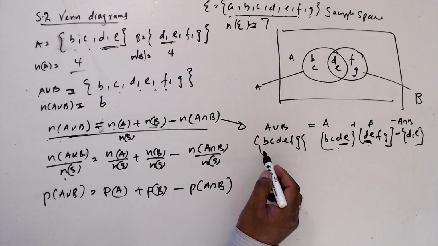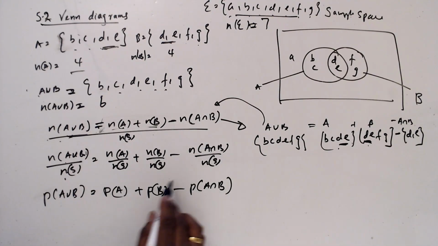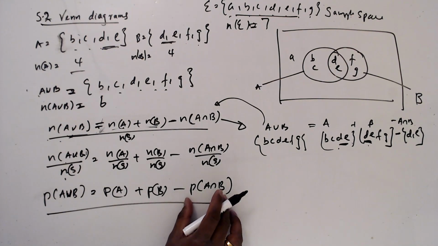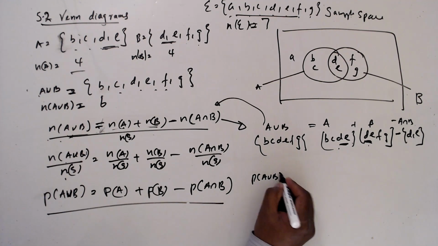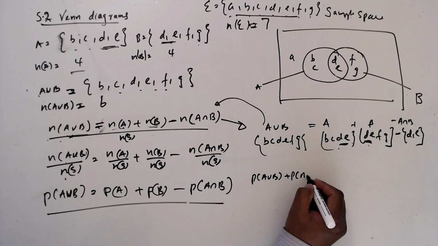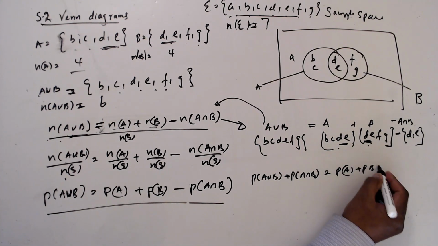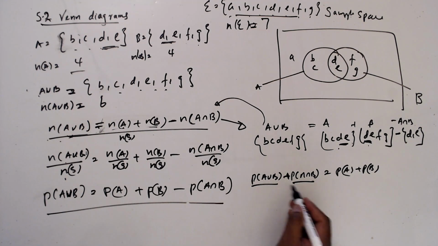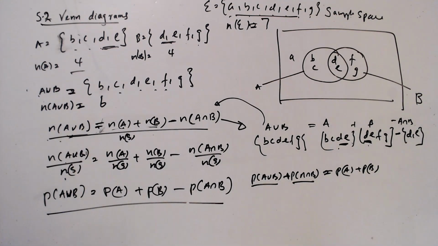So from here it will come to here, and then we divide by the total number of elements and make the probability equation. You can bring this one to here also, right? So then P of A union B plus P of A intersection B equals PA plus PB. Union and intersection are on one side, and the others are on the other side.